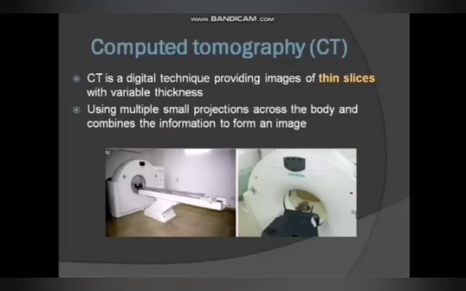First one we have computed tomography or CT. CT is a digital technique providing images of thin slices with variable thickness. As it's shown in this figure, CT is a large machine. The patient is going to be laid down where multiple small projections across the body combine the information to form an image, sections, or axial slices. We often see CT machines in medical X-ray departments, but today CT is commonly used in imaging of the oral and maxillofacial area.